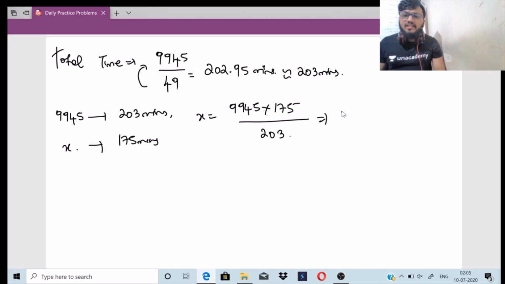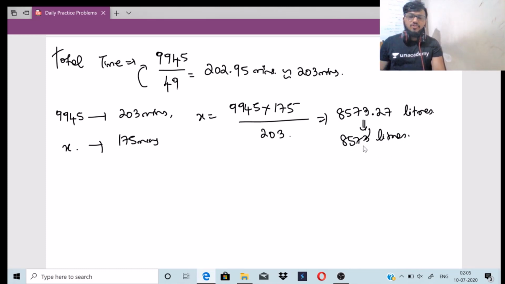So you will get this as 8573.27 liters. At the end of 175 minutes, this tank would have filled up 8573.27 liters, approximately 8573 liters, right? So what is the percentage difference here?